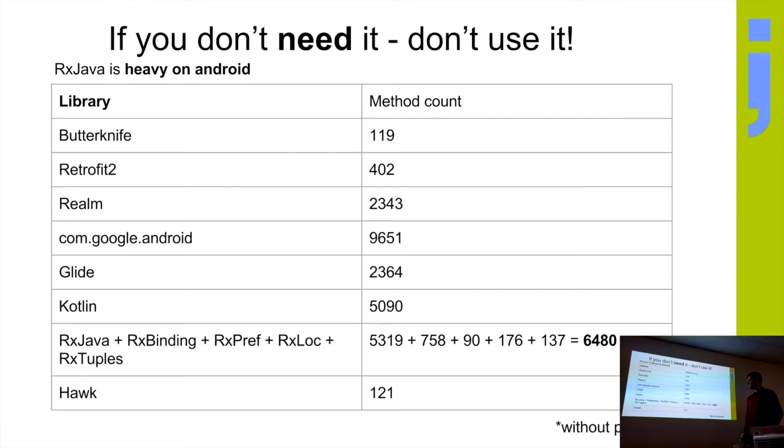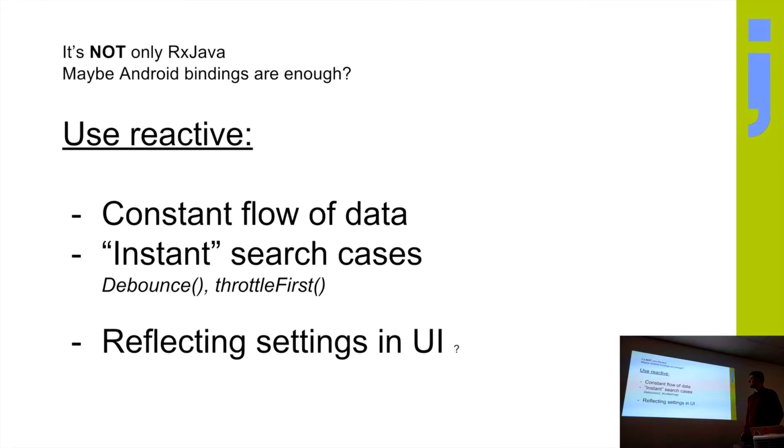But fortunately, we didn't. Compared to all the Android classes, which are 9,000 methods, RxJava's 5,000 seems like a lot. But still, it would be nice to debug the application without multidex. So when should we use reactive patterns? Maybe sometimes it's enough to use Android bindings, for example, for clicks.